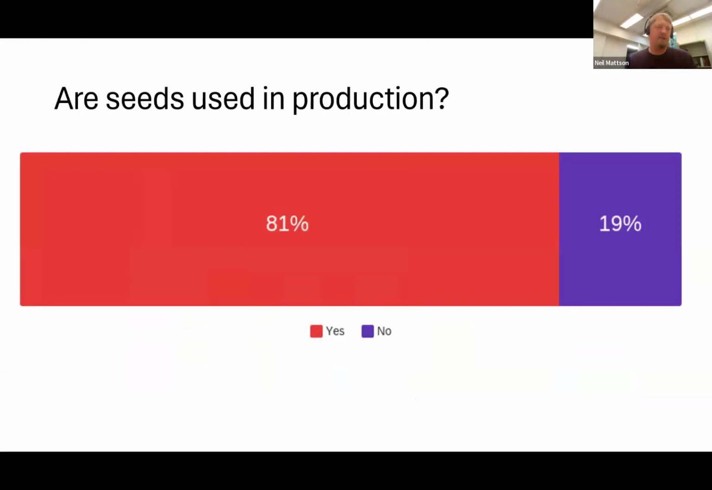Then we asked some questions first about issues that they might have with seed germination and initial seed performance. So 81% of respondents do use seeds in their own production. And I guess the 19% that don't, they may purchase transplants or young plants that have already been germinated.